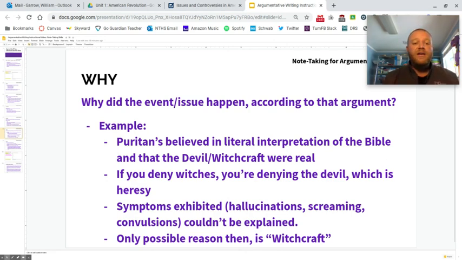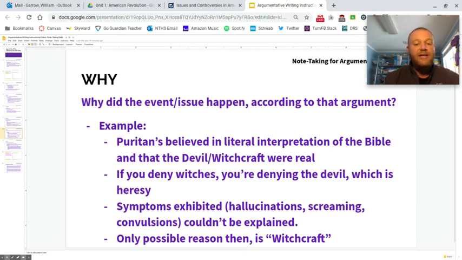Okay. Another piece of information I saw while reading the text about why was that there were symptoms being exhibited by some people in the community, right? Hallucinations, screaming, potentially convulsions, and with their lack of medical understanding in 1692, they couldn't explain that. They had no logical explanation for why somebody would be having those issues. Today, we understand mental health much better. But back then, they had no way of understanding it. And so the symptoms that people were exhibiting couldn't be explained.